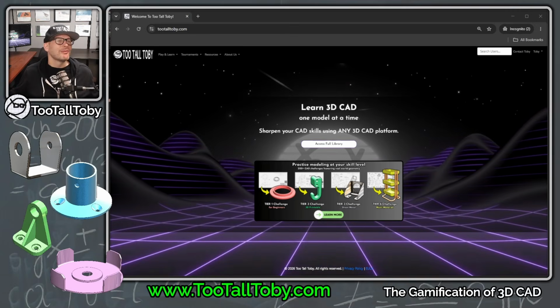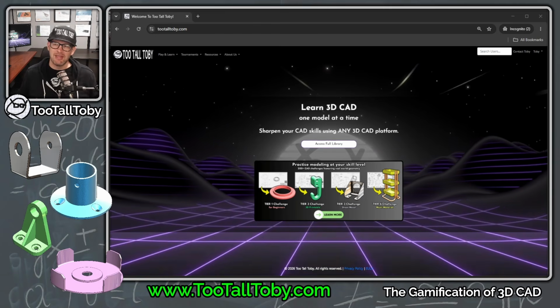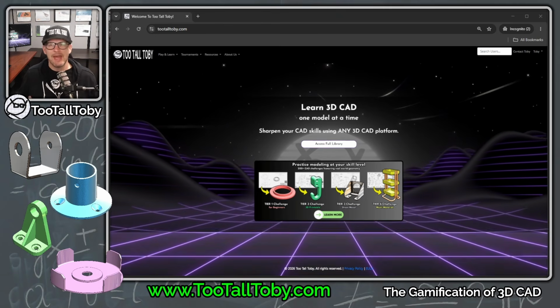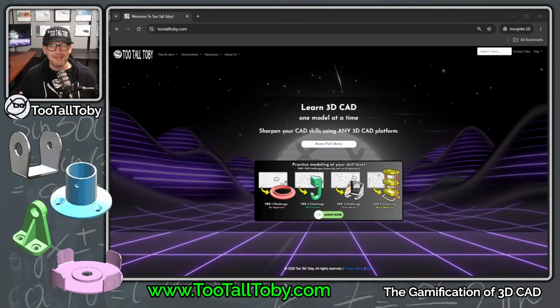So these are some speedy modelers in this tournament. And a lot of times we get the question, how can I get faster at 3D CAD, or how can I learn and refine my workflows? And one of the best ways to do that is just by practicing.